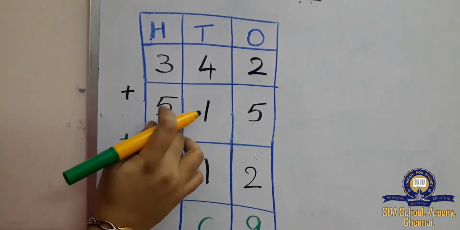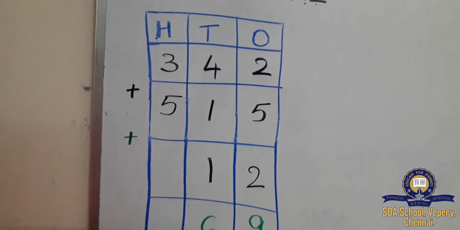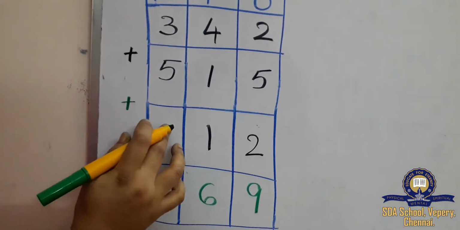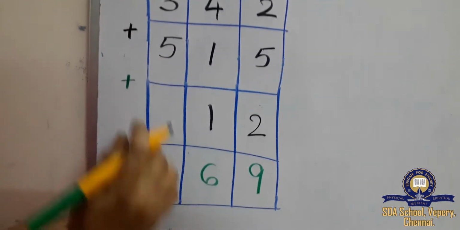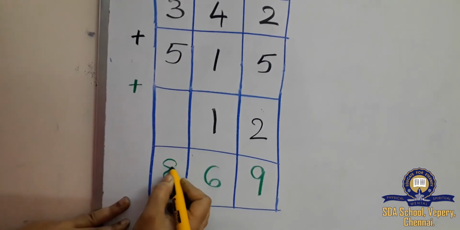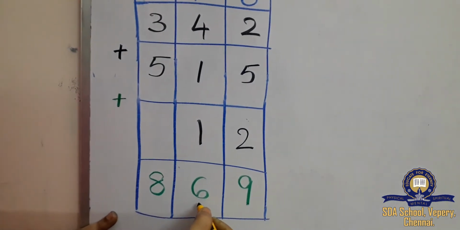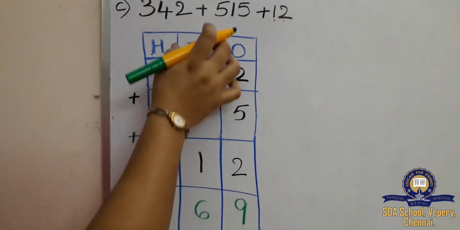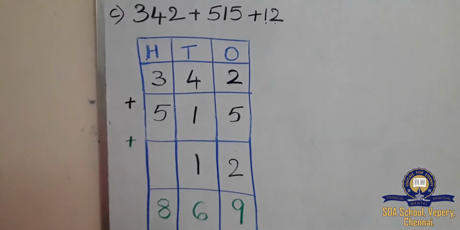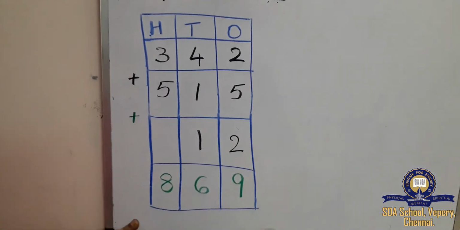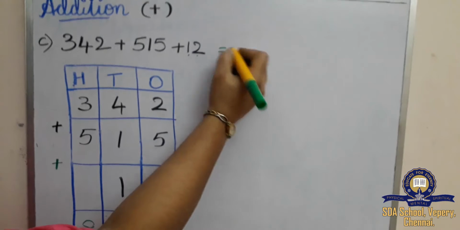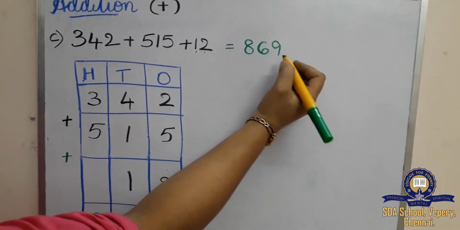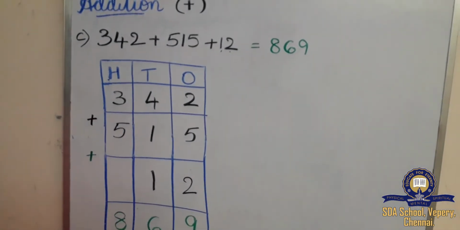3, 4, 5, 6, 7, 8. Right? 8, and we don't have anything here in hundreds place, so it is 0 only. So what will come here? 8. So the answer is 869. First we calculate all the ones, then tens, then hundreds. Okay, children? The answer will be 869. Understood? Shall we go to the next thing?